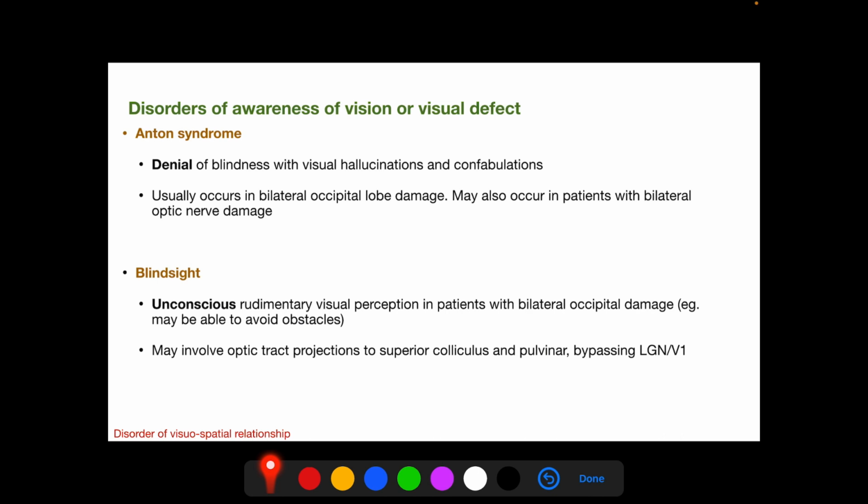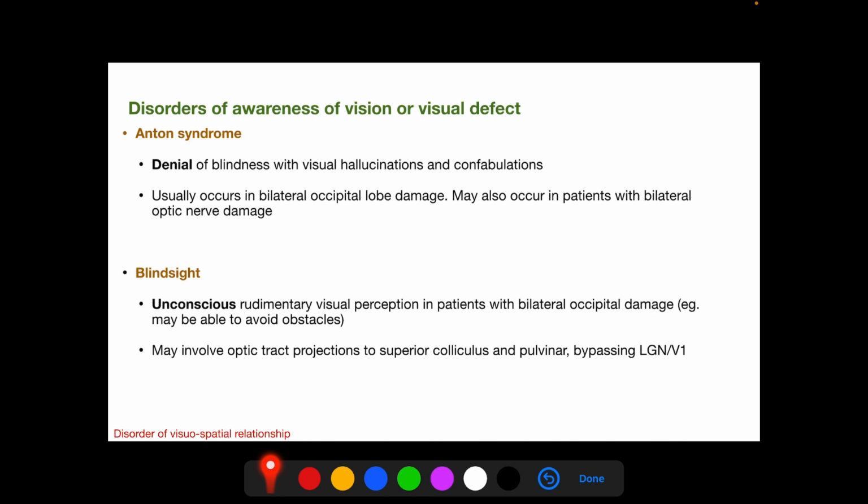Coming to disorders of awareness of vision or awareness of visual defect, we have Anton syndrome, which we must differentiate from Charles-Bonnet syndrome. In Anton syndrome, there is denial of blindness. In Charles-Bonnet syndrome, the patient realizes that he or she has blindness. And in Anton syndrome, there is denial of blindness along with hallucinations and confabulations. This usually occurs in bilateral occipital lobe damage, but may also occur in patients with bilateral optic nerve damage.